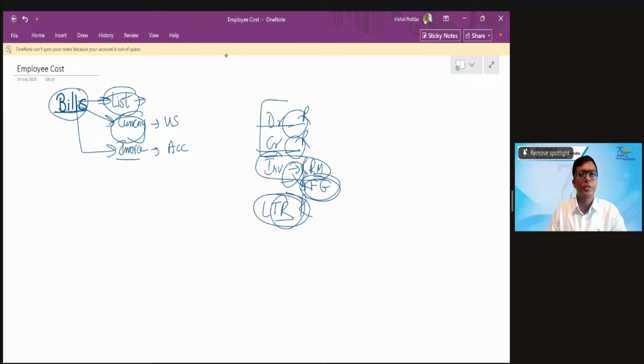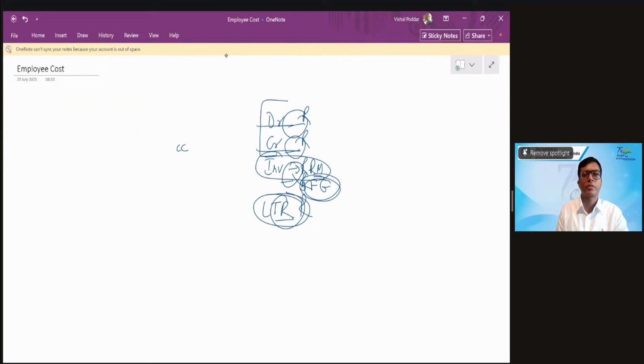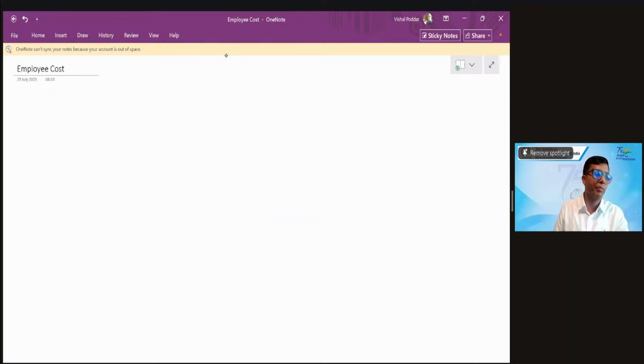So students, see how interesting the subjects are. One word can have so many different applications and meanings, right? Sure. Let us proceed. Now, again going back to the basic cost sheet.